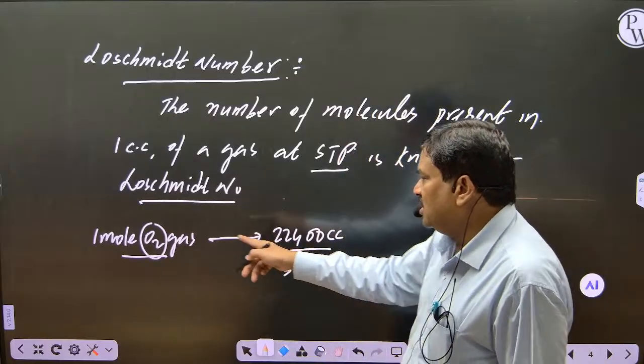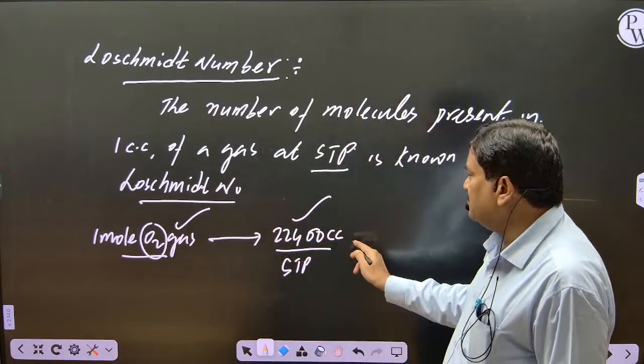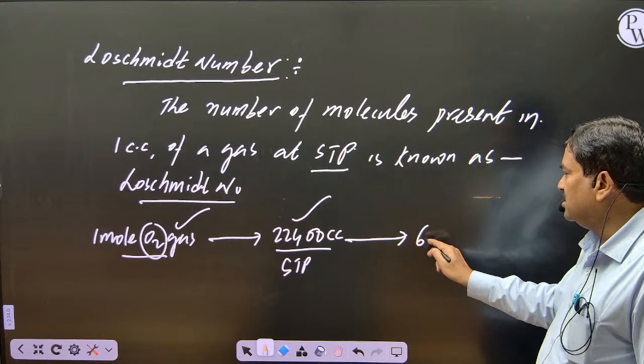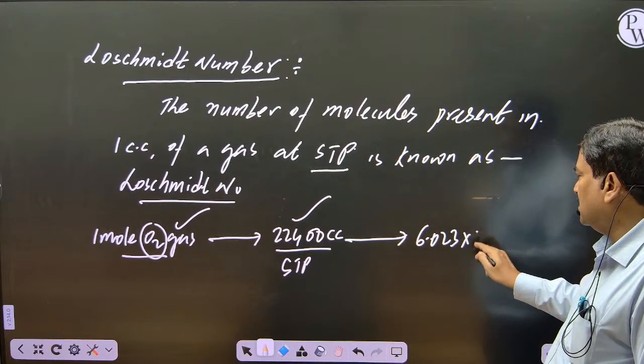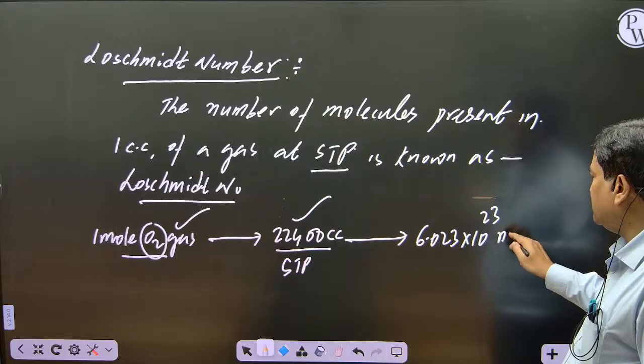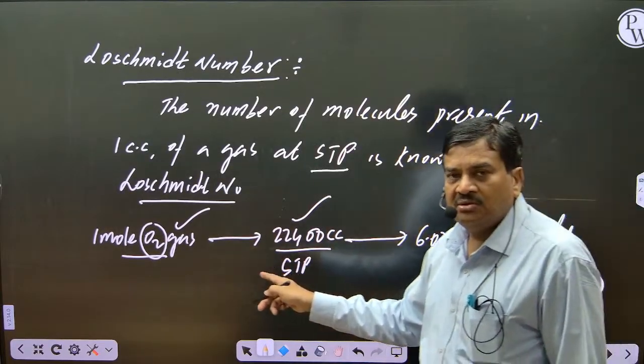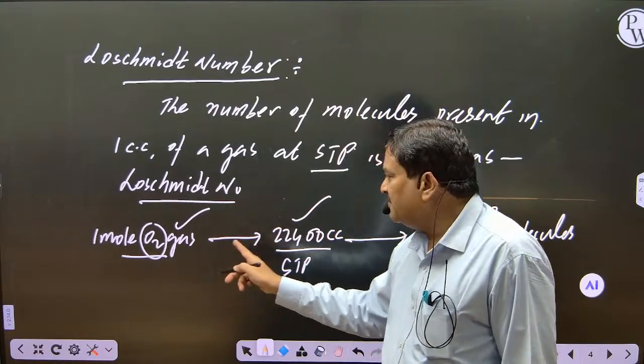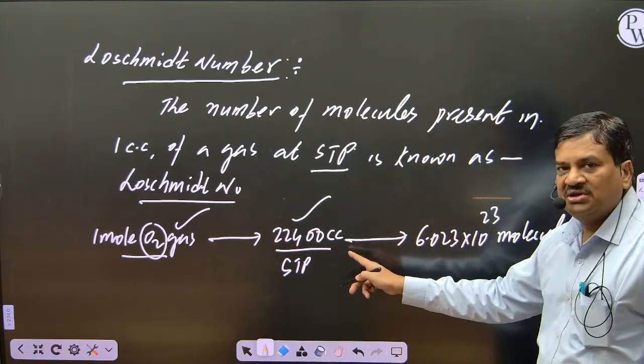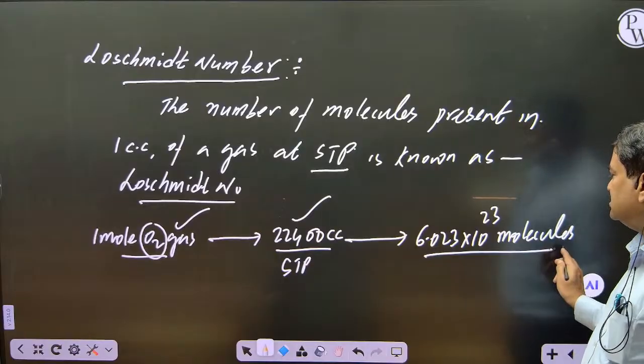The same 1 mole of gas which is occupying 22,400 cc will have how many molecules? Avogadro number, that is 6.023 into 10 power 23. These many molecules will be present or not? We studied the mole concept, no? 1 mole of any gas occupying 22,400 cc will have these many molecules.